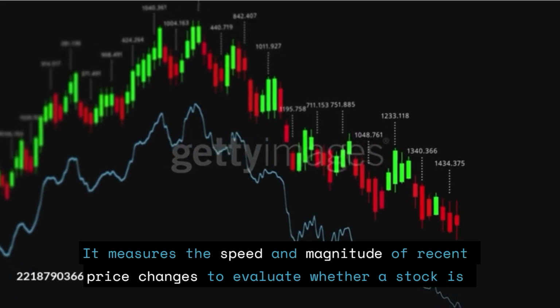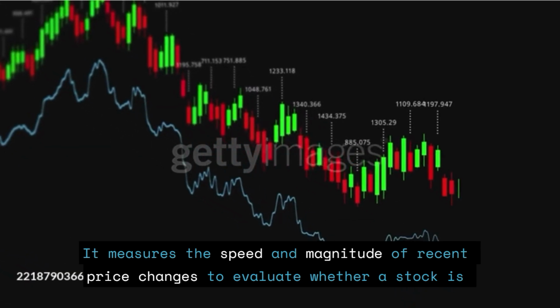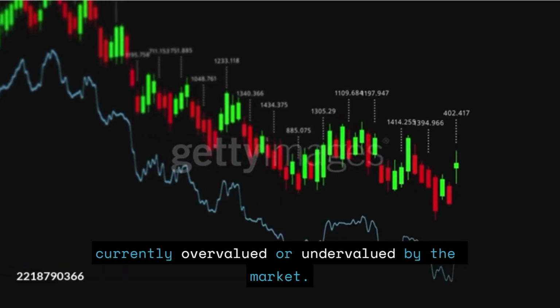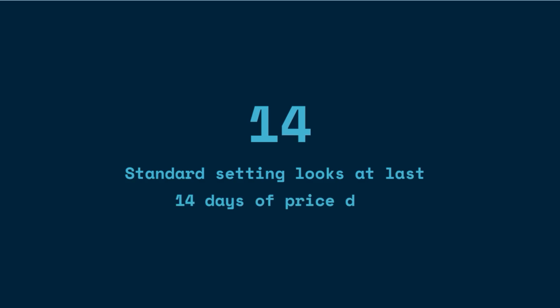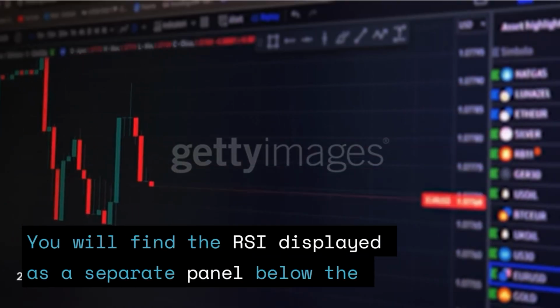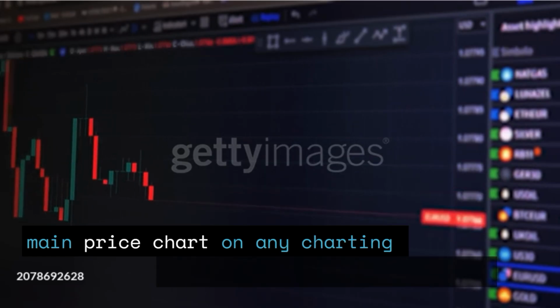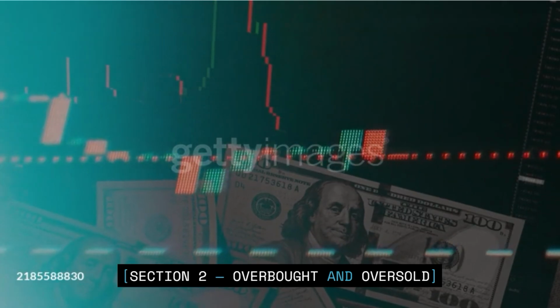It measures the speed and magnitude of recent price changes to evaluate whether a stock is currently overvalued or undervalued by the market. The standard setting for RSI is 14 periods, meaning it looks at the last 14 days of price data to calculate its value. You will find the RSI displayed as a separate panel below the main price chart on any charting platform like TradingView or Zerodha-Kite.